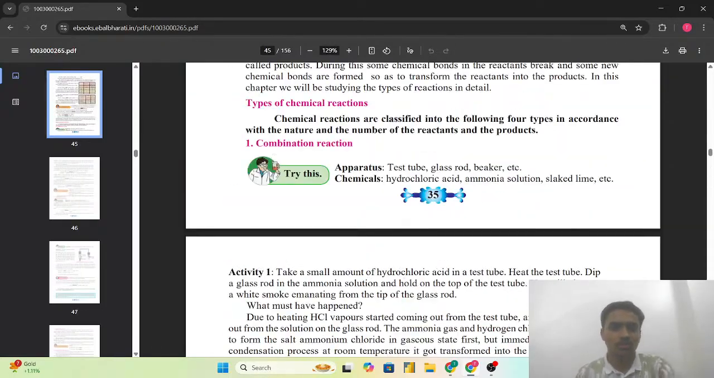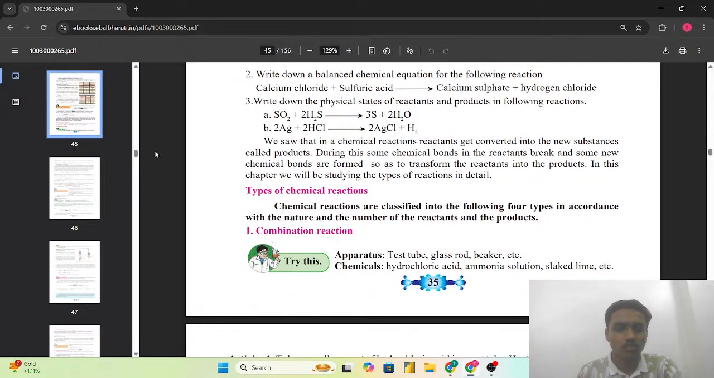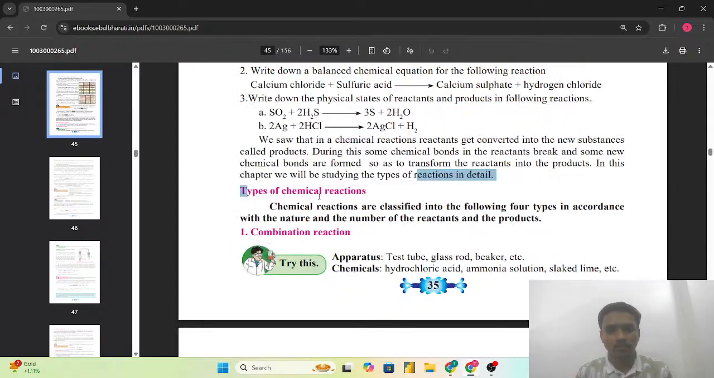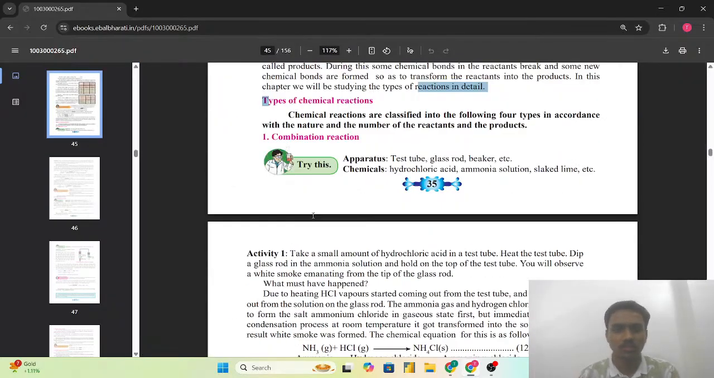So we are studying chapter number 3 of the class 10 science 1. We are studying the types of chemical reactions. Till now we have studied the combination reaction and the decomposition reaction.